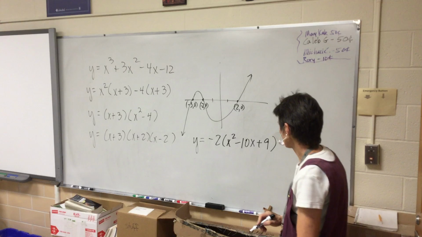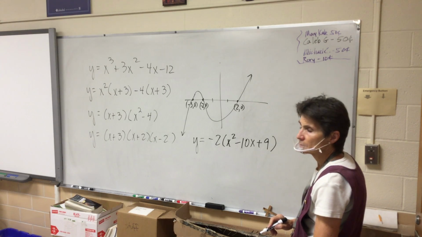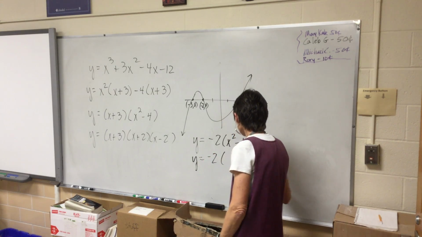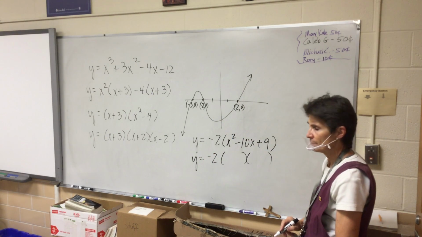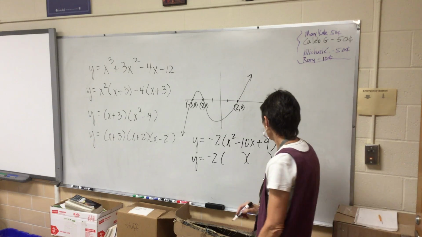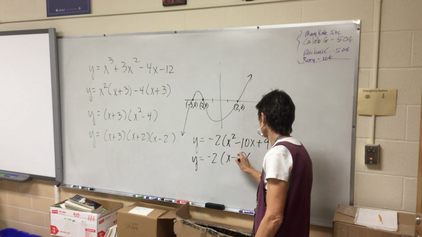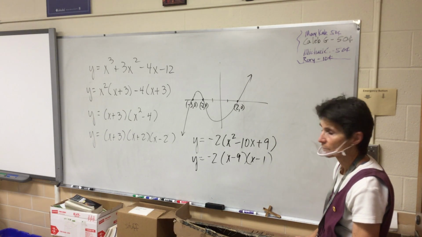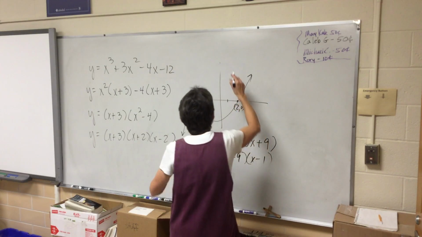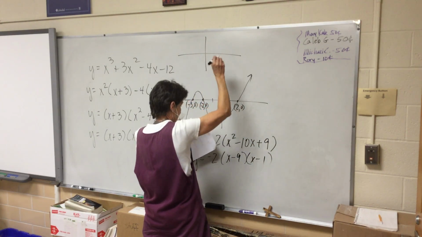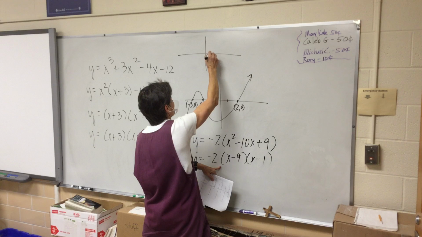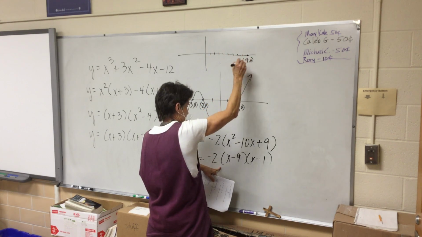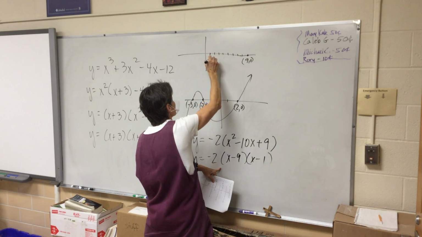Is that right? And then that actually just factors like this because it's just a squared, minus 9 minus 1. So that one's only going to have 2 x-intercepts. One at 9, and one at 1.